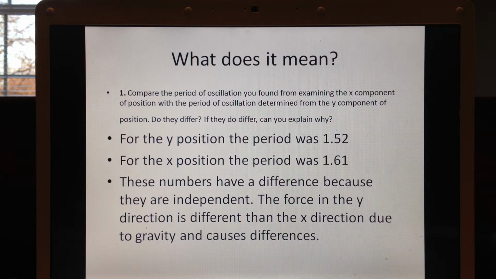Compare the period of oscillation you found from examining the x component of the position with the period of oscillation determined from the y component of the position. Do they differ? For the y position, I got 1.52. For the x, I got 1.61. These numbers have a difference because if you think about it, there's a force acting on the y position that's not acting in the x position. That force is gravity, so that causes a difference.